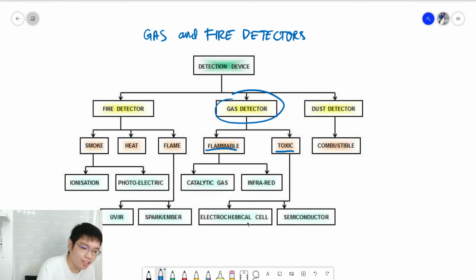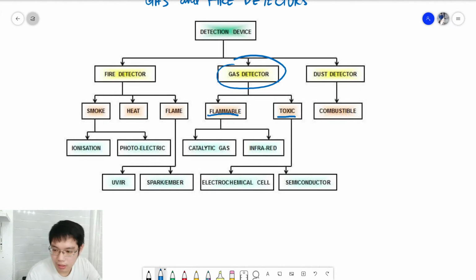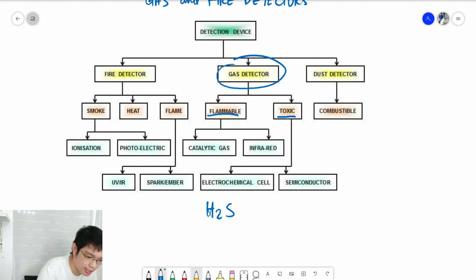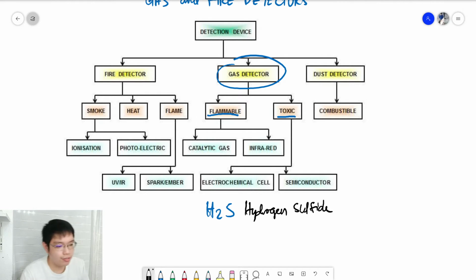We also have toxic gas detectors. We have the electrochemical cell and the semiconductor type. Okay, so these two measure the presence of H2S, which is hydrogen sulfide gas. Okay, hydrogen sulfide gas.